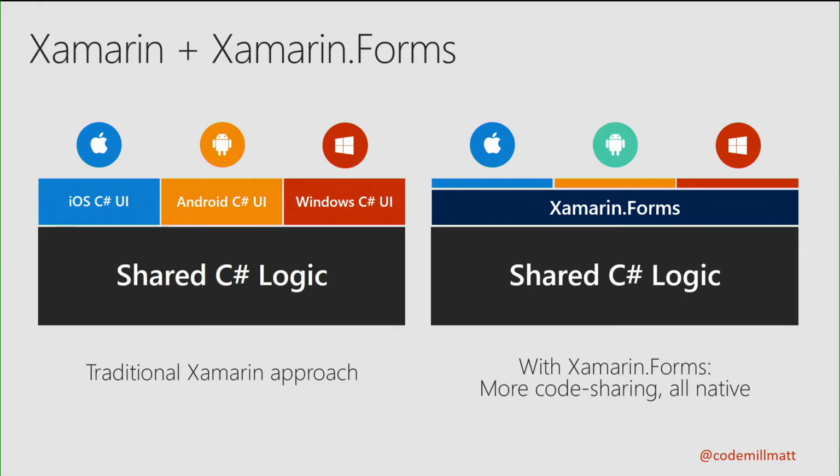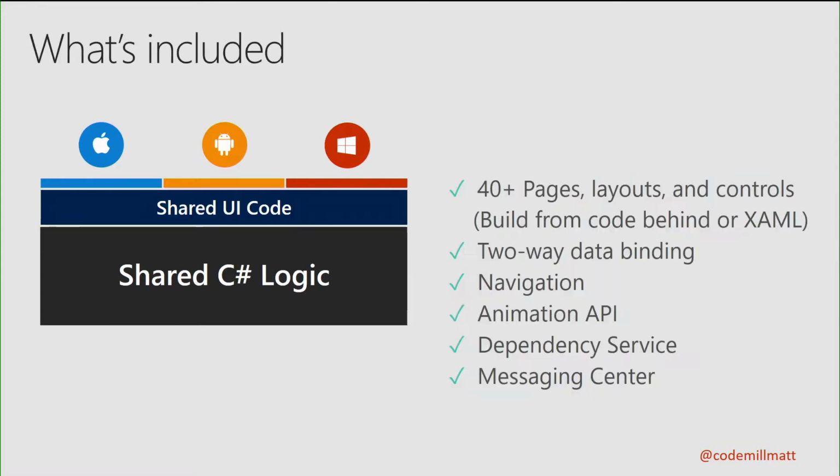But not only that, we can still get at any platform-specific things that we want to. So if we really wanted to change our iOS application and really tweak it, we still could. So we get more code sharing, but we're still getting all native applications. So what's included with Xamarin Forms? Well, you have over 40 plus pages and layouts and controls to build from. And you can do it with XAML or code behind. You have two-way data binding. And so when you set this up, if something changes in a property in a C# model, it'll automatically update in the UI, and vice versa.